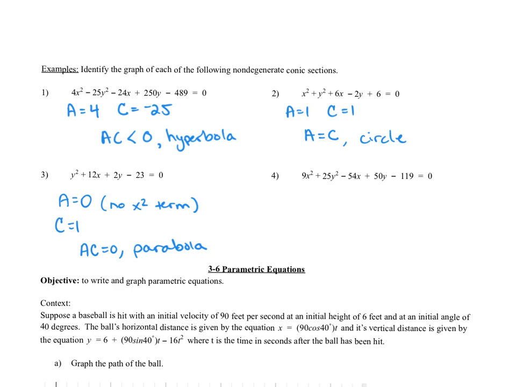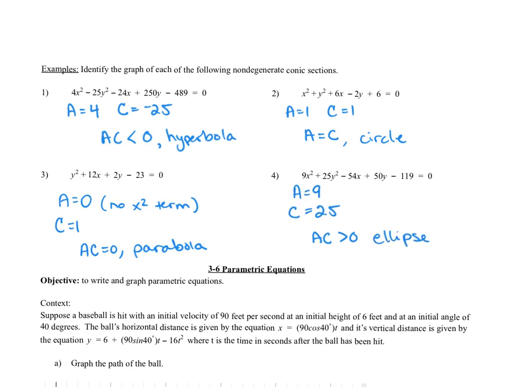And then in the last example, we see that a equals 9. It's the coefficient in front of x squared. c equals 25. It's the coefficient in front of y squared. Since ac is greater than 0, this is an ellipse.